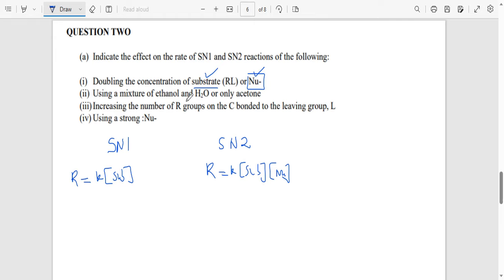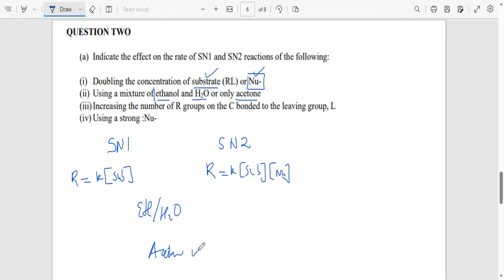Using a mixture of ethanol and water. Now, you have a mixture of ethanol and water, or only acetone. So we have alcohol, ethanol, plus water. These are together, or you only use acetone.